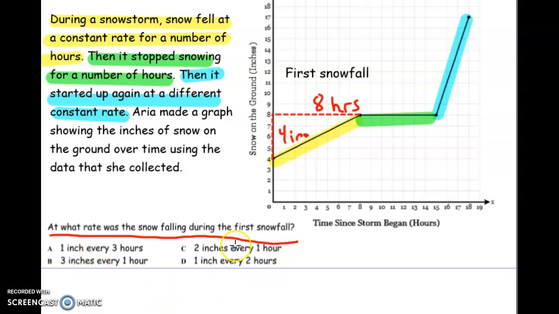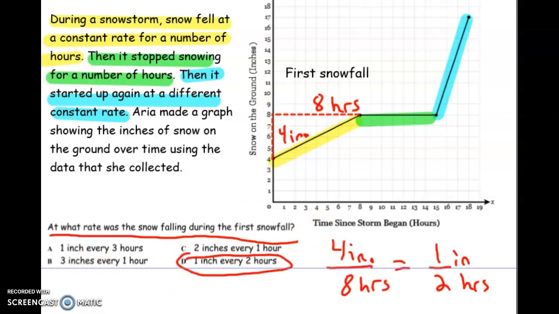But you can notice none of those are the answer here. So what you want to do is set up the ratio by putting the rise part over the run part, 4 inches over 8 hours. And then just simplify the fraction, and you get 1 inch every 2 hours. So it's going to be D.